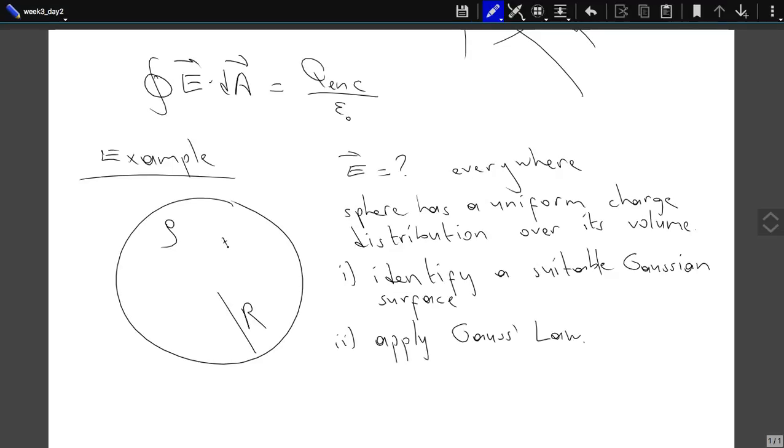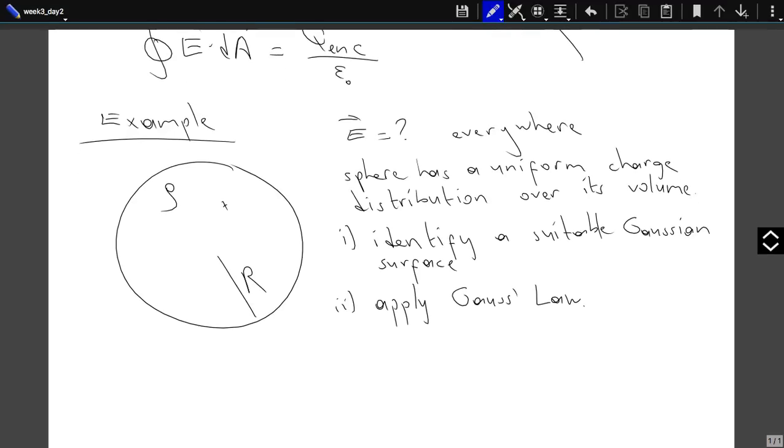Now, to be able to identify a suitable Gaussian surface, first of all, we have to know something about the electric field created by this charge distribution. So what are some of the properties of the electric field that is generated by this charge distribution? Let's assume we don't know anything. The only thing we know is that the laws of physics are invariant under your choice of coordinate system. So let's say we have this system.